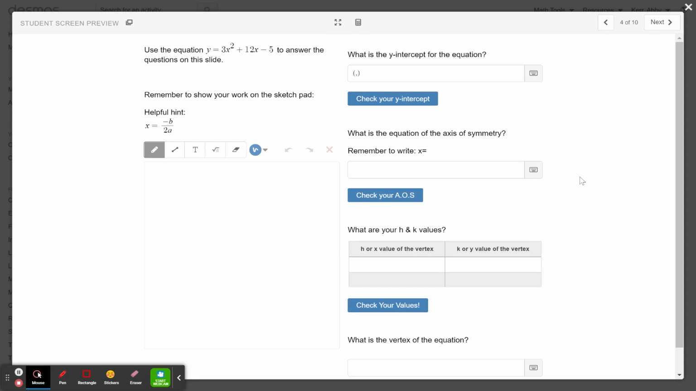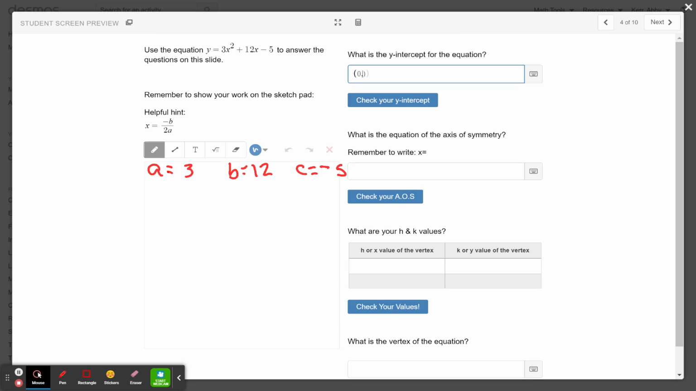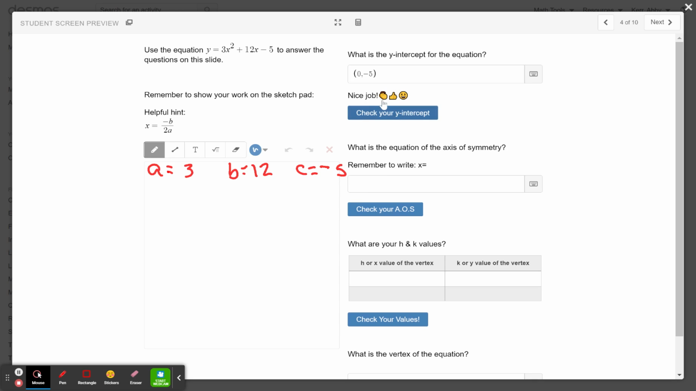For this one, we want to identify the a value, which is 3 because it's next to x squared. The b value is 12 because it's next to x. And now our c is -5. So we can find the y-intercept right away just by looking. That will be the easiest problem that we ask you. Make sure you type it in correctly. All right, cool, we got it.